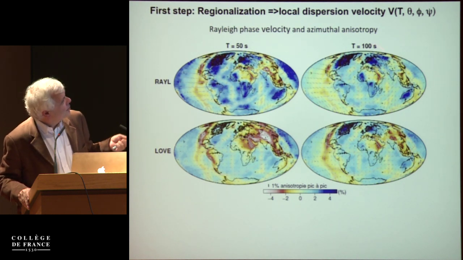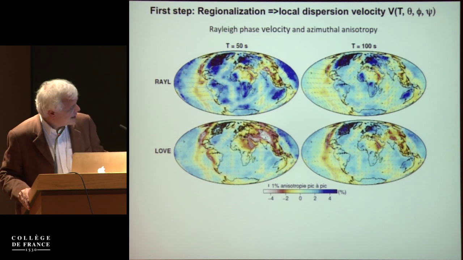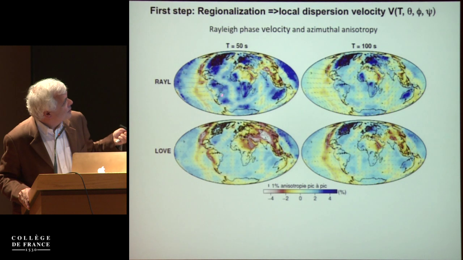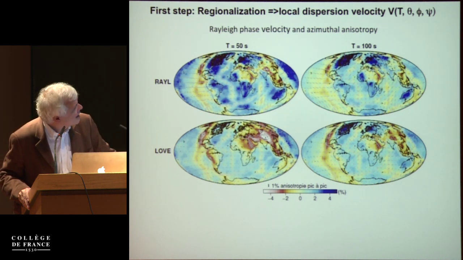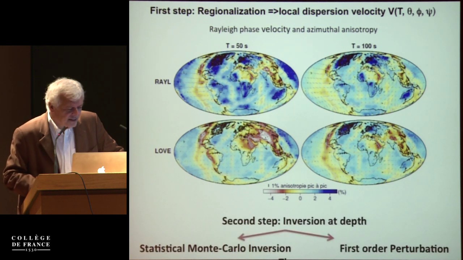I show two examples of phase velocity dispersion curves for Rayleigh and Love waves. And what we obtain is basically an agreement with what we expect from seismic data. We see slow velocities for ridges, high velocities for old areas such as shields, and we also can see the orientation of azimuthal anisotropy, which is in good agreement with plate motion. And so we have some confidence in this phase velocity map.